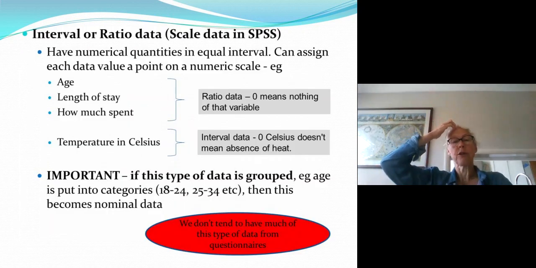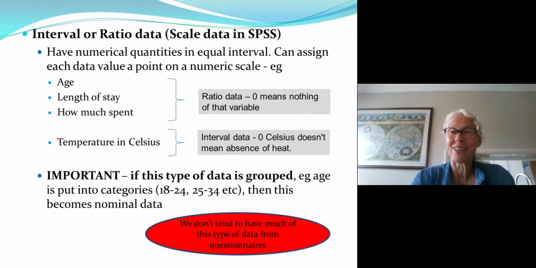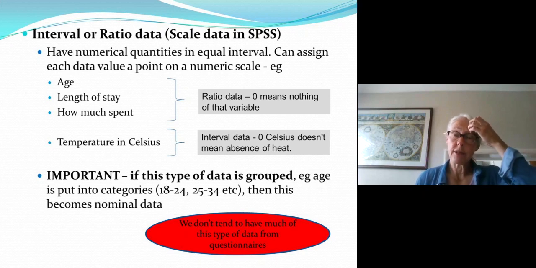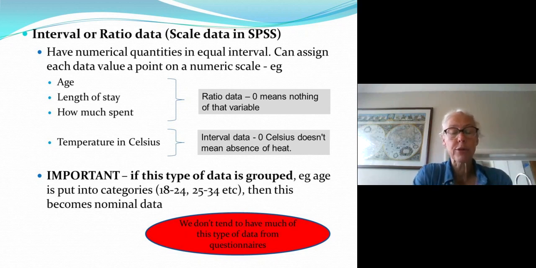Then we have interval or ratio data, which is called scale data in SPSS. We don't normally get a lot of this kind of data from questionnaires, but if you've got tourism arrival figures, you might well have interval or ratio data. If you've got numbers of sports participants, you might have something that's interval or ratio data. Basically this kind of data has a numerical quantity. I've got some examples there, like age. If people tell you their actual age, they say they're 26, it's a numerical quantity, and we know what that means relative to someone who's aged 15 or someone who's aged 56.